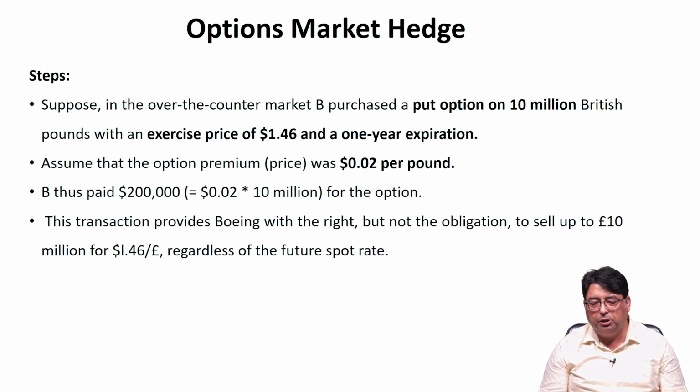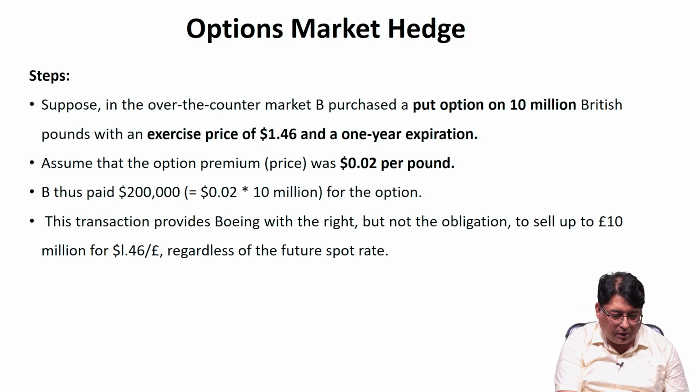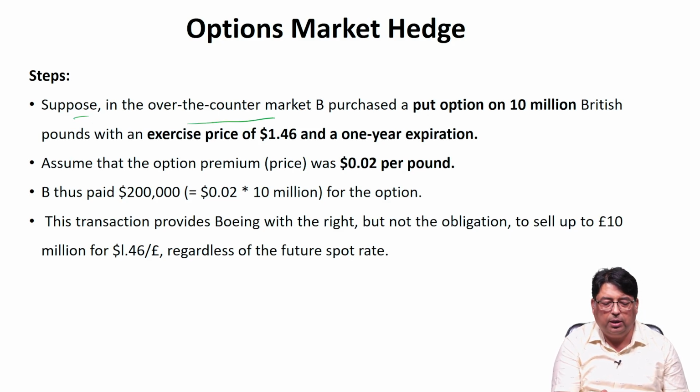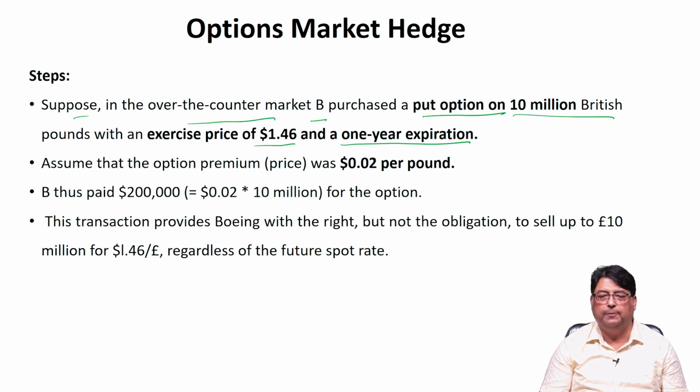The third one is options market hedge. For instance, suppose in the over the counter market, B purchased a put option on 10 million British pounds with an exercise price of 1.46 and a 1 year expiration.